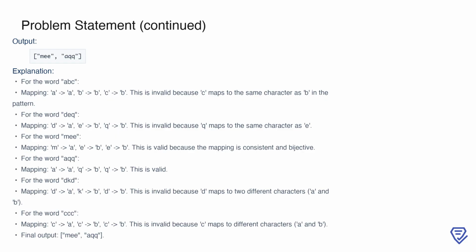Let's break this down. The word ABC is invalid because the mapping A to A, B to B, and C to B is inconsistent. C cannot map to the same character as B. Similarly, DEC is also invalid because the mapping D to A, E to B, and C to B is not valid for the same reason. However, the word ME works because M maps to A, and both E's map to B, which is consistent and bijective. The word AC is also valid since A maps to A and both C's map to B. The words DKD and CCC are invalid because their mappings are inconsistent. Therefore, the final output is ME, AC.